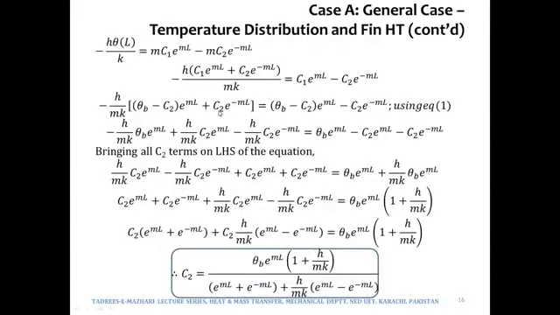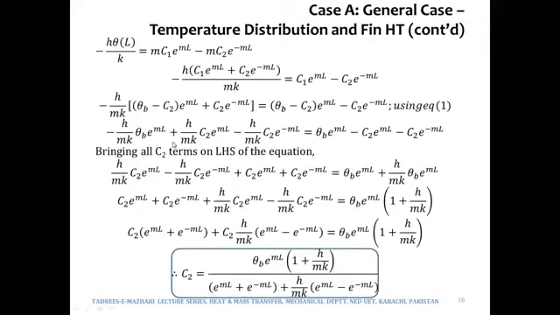And C2 would remain C2. So what we are going to do over here is write C1 in terms of C2, so that we would have an equation in terms of C2 only, from which we will find out C2. And then C1 on the right hand side will again be written as theta b minus C2, and the rest of the things remain unchanged.